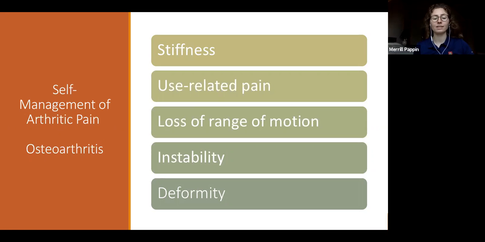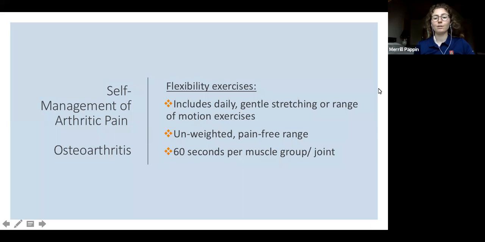So we have stiffness, use-related pain, so pain typically when you're loading that joint, a loss of the ability to move the joint throughout a normal, what we call a range of motion, instability of the joint, and sometimes joint deformity. So let's go over some different types of exercise that have proven benefits for individuals with osteoarthritis.